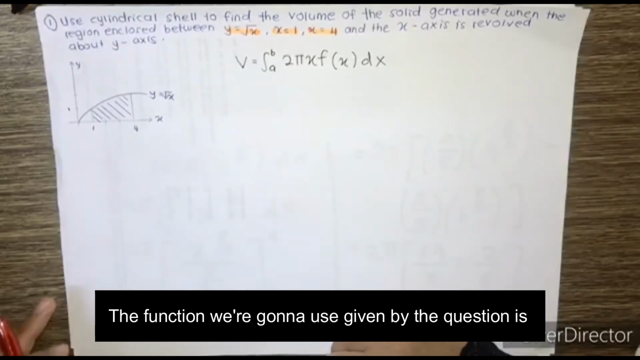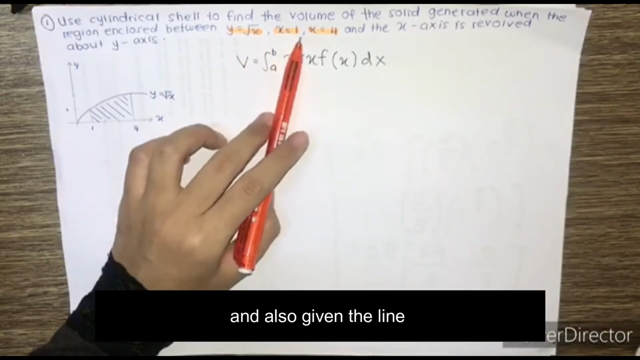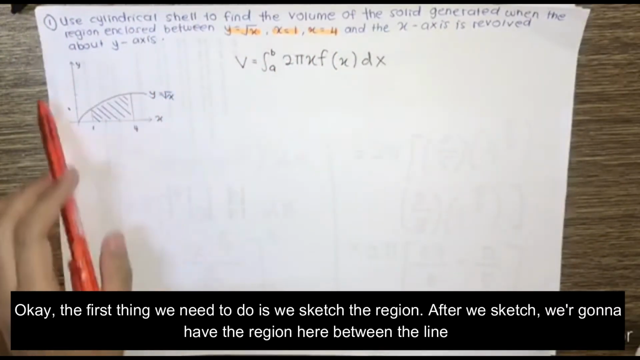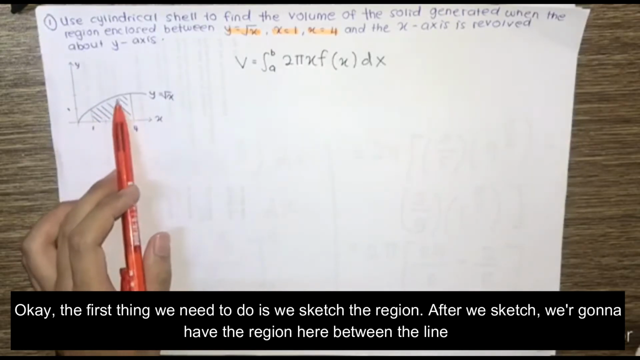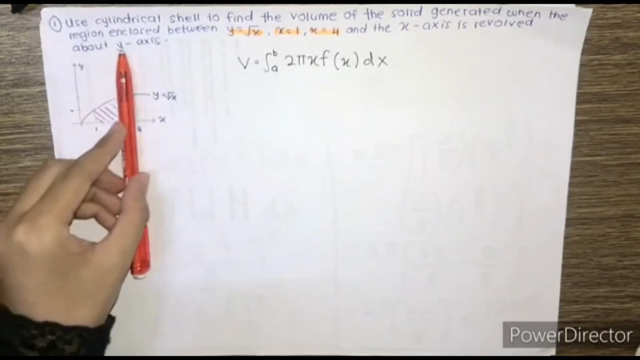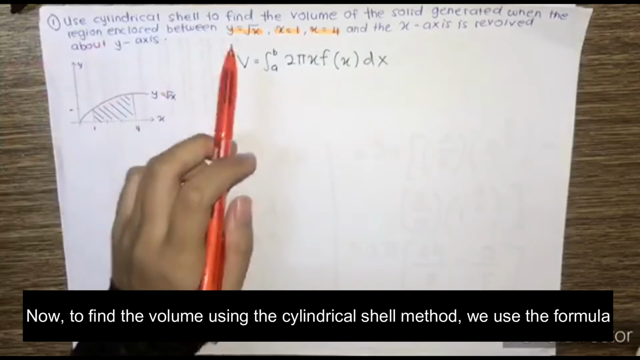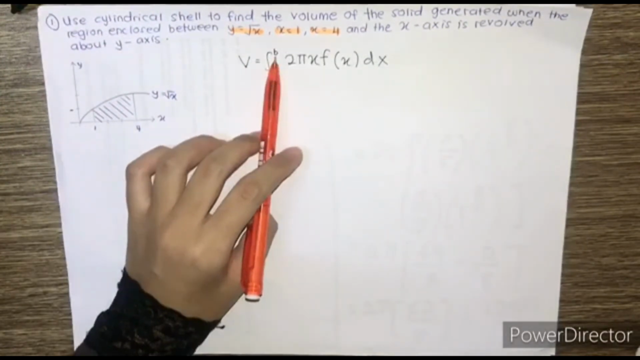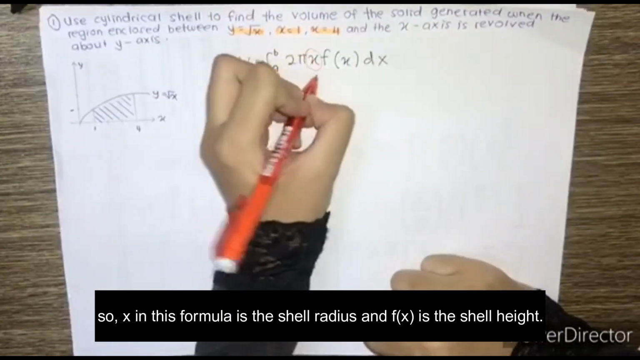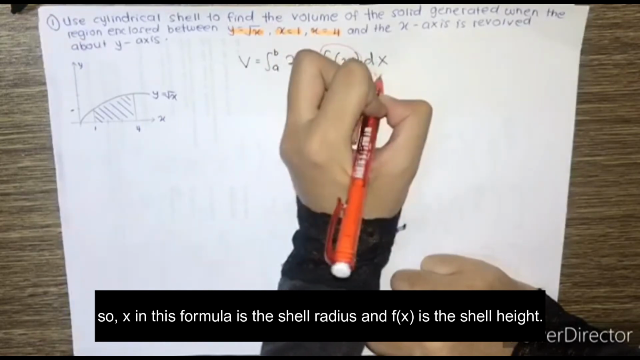The function we're going to use given by the question is y equals square root of x, and also given the lines x equals 1 and x equals 4. Okay, the first thing we need to do is sketch the region. After we sketch, we're going to have the region here between the curve y equals square root of x and the lines x equals 1 and x equals 4. Now, to find the volume using the cylindrical shell method, we use the formula V equals the integral from a to b of 2 pi x f(x) dx. So x in this formula is the shell radius and f(x) is the shell height.